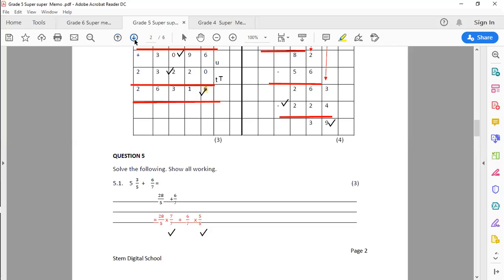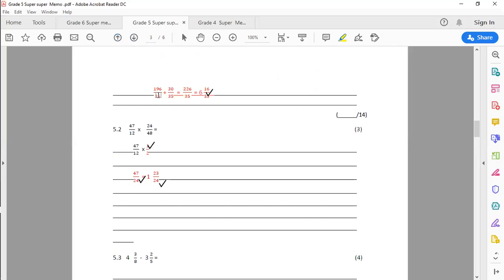With 35 being my LCD, then I have 196 over 35 plus 30 over 35. Add the two, I get 226 over 35. Then I just convert it. I ask how many times does 35 go into 226? It's 6 times. 6 times 35 is equal to 210. To get to 226, what must I add? 16. And then I'm done. That's how you work it out.